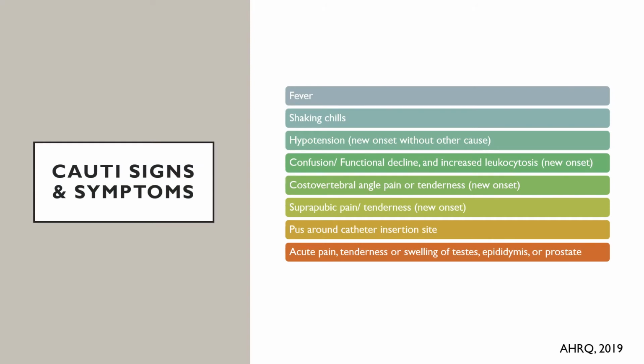Another tool we can use to prevent or identify CAUTI quickly is to know some signs and symptoms to look out for when caring for a patient with an indwelling catheter. These include fever, shaking chills, hypotension, confusion, functional decline, and increased leukocytosis, costovertebral angle pain or tenderness, suprapubic pain or tenderness, pus around the catheter insertion site, acute pain, tenderness, or swelling of testes, epididymis, or prostate. These symptoms may indicate a catheter-associated urinary tract infection and should be reported immediately.